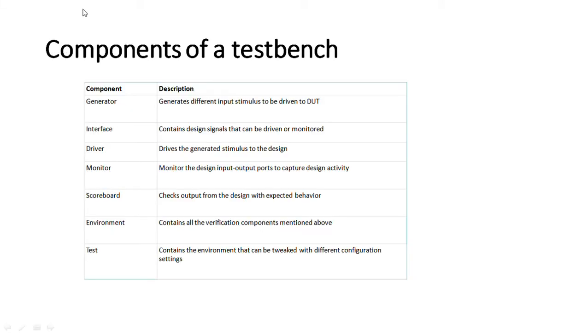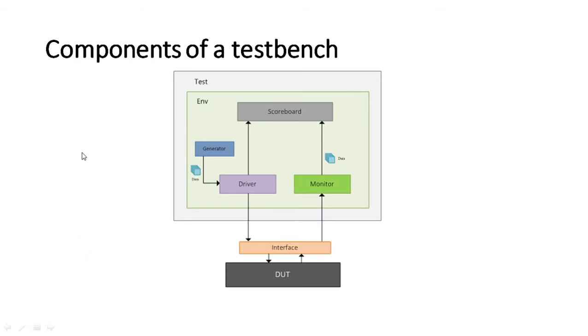There are different components of the test bench: the generator, interface, driver, monitor, scoreboard, environment, and the test. This is the basic architecture of the test bench, and the whole architecture is called the top module. There is one test and one DUT, the design under test, and the test communicates with the DUT through the interface.